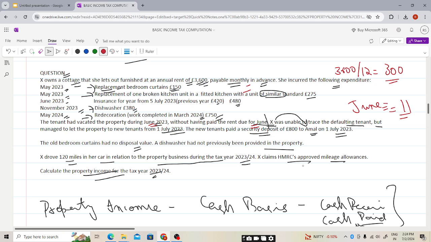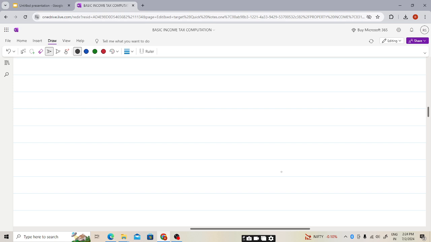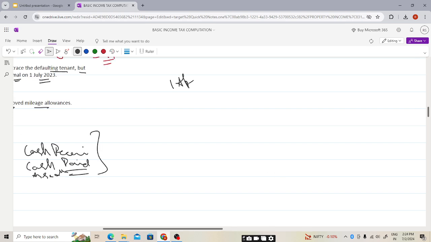After that Amal was able to give the property to a new tenant from 1st July. So our rent received will be 300 into 11 months, that is 3,300. And students, don't confuse that they are paying annually. Now take 1st April, they are paying on 1st April, 1st May, June, July, August, September, October, November, December, January, February, March, April. This they paid us 300.